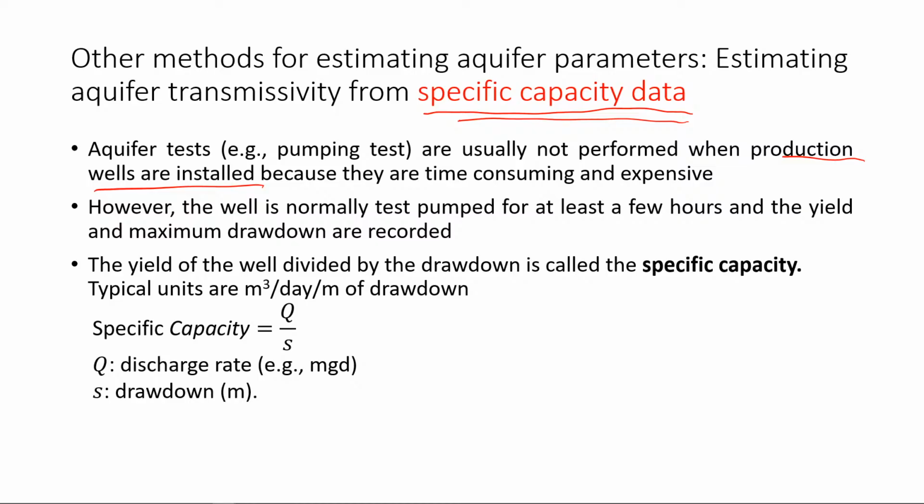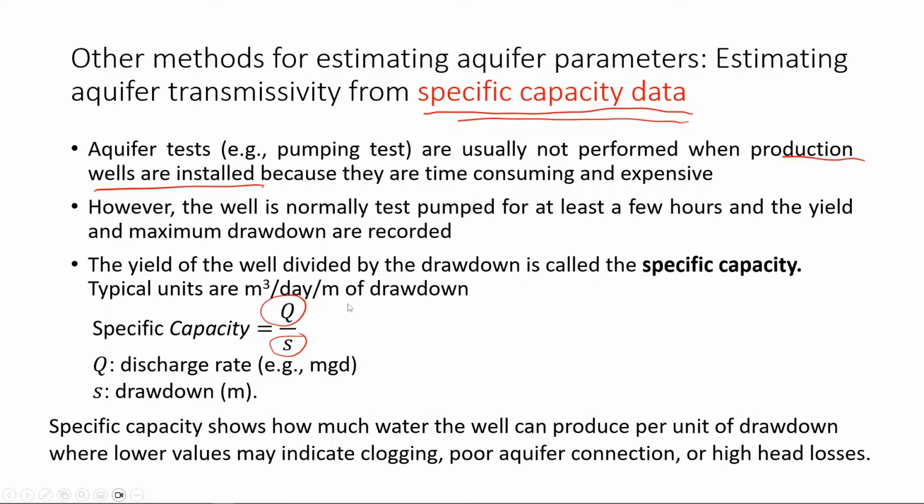So the specific capacity is the yield of the well divided by the drawdown. This is called specific capacity. So basically Q, how much water you're getting out, divided by the drawdown, and this is specific capacity data. Okay, and specific capacity data could also be used to estimate aquifer transmissivity, and there is a large body of existing literature on this.